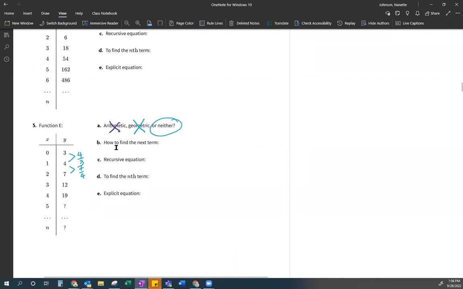But Ms. Johnson, can a sequence be not geometric or not arithmetic? Yeah, there's actually a lot of different sequences out there besides arithmetic and geometric. These two happen to be the most popular. Very strong work.